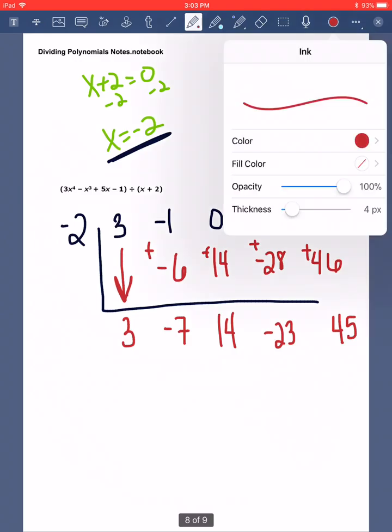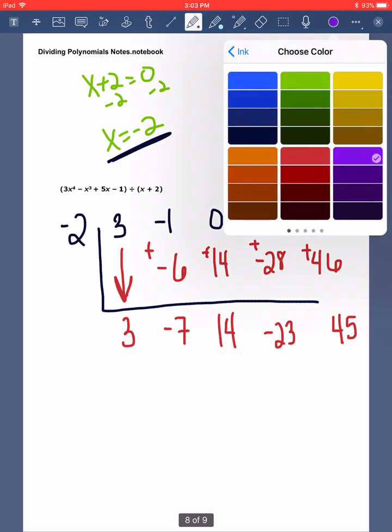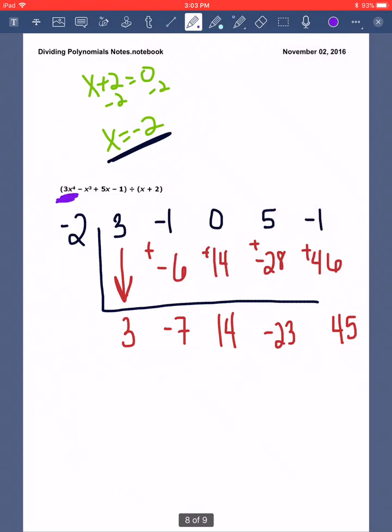These numbers are our coefficients and our remainder, so now we just need to fill it in. So we go to our highest degree, which is x to the 4th, and we're going to drop it down 1. So this is going to be 3x cubed. It's a -7, so minus 7x squared plus 14x minus 23 plus the 45 is our remainder, so 45 over x plus 2. So we get 3x cubed minus 7x squared plus 14x minus 23 plus 45 over x plus 2.